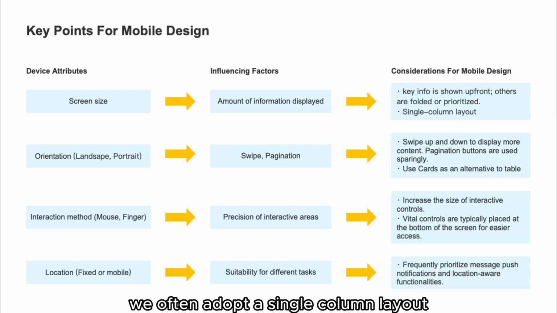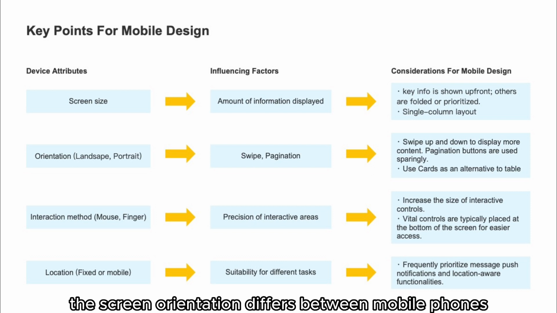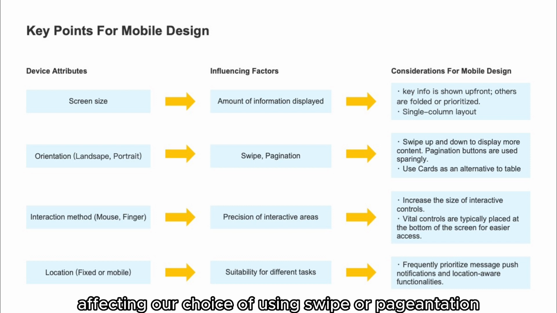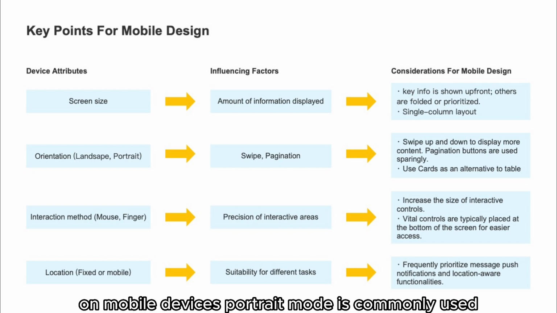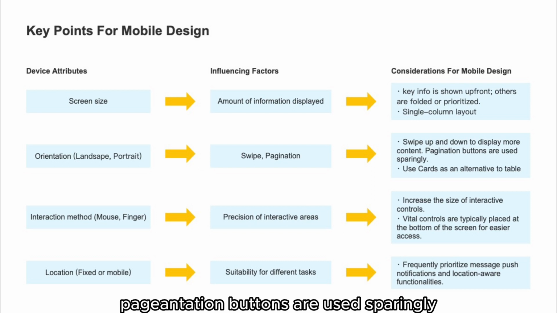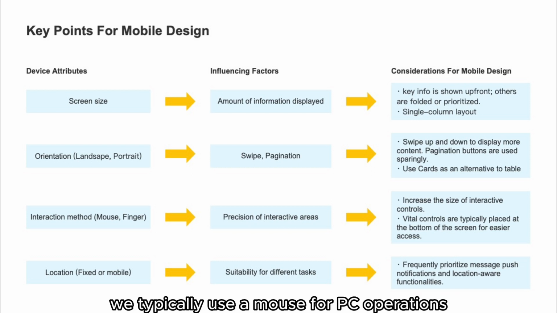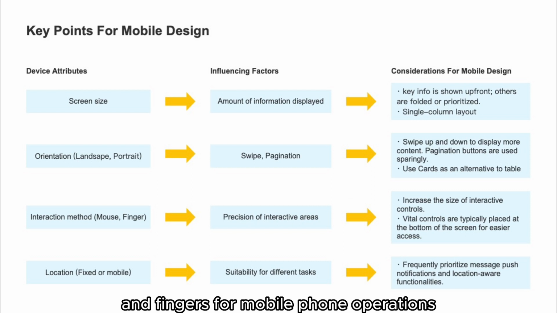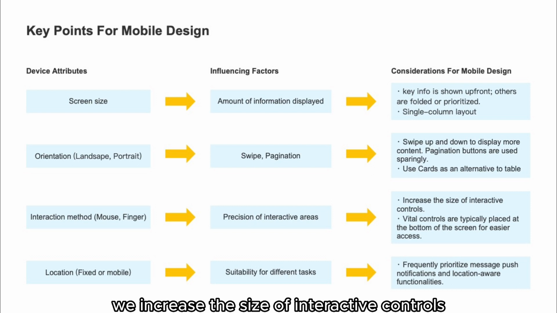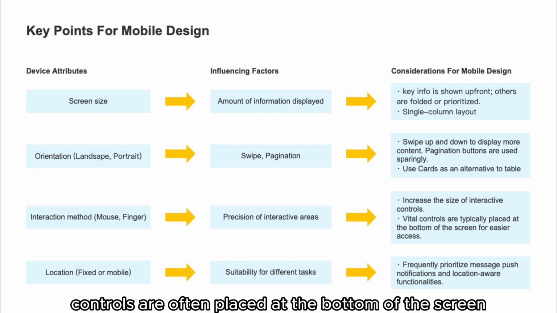In terms of layout, we often adopt a single-column layout. Additionally, the screen orientation differs between mobile phones and PCs, affecting our choice of using swipe or pagination. On mobile devices, portrait mode is commonly used, so we swipe up and down to reveal more content. Pagination buttons are used sparingly, and cards are employed as an alternative to tables. We typically use a mouse for PC operations and fingers for mobile phone operations. The precision of interactive areas differs between a mouse and fingers. Due to the limited precision of fingers, we increase the size of interactive controls. Vital controls are often placed at the bottom of the screen for easier access.